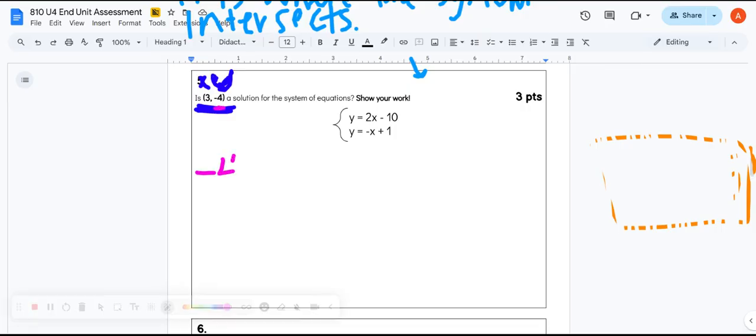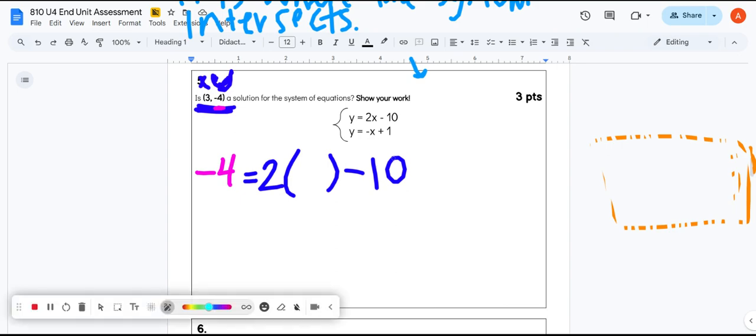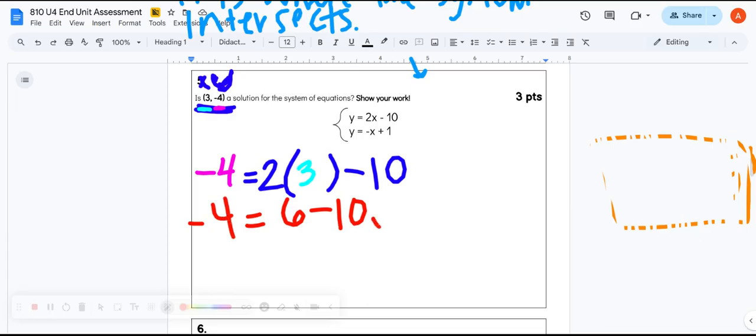So I know my y right here is -4. So I'm going to put -4, then I'm going to continue writing, equals 2 times x minus 10. So let's have my x be this color right here, which is 3. I go ahead and now multiply the right side of my equation. 2 times 3 is 6. 6 minus 10 gives me that -4. So the first equation creates a true statement.